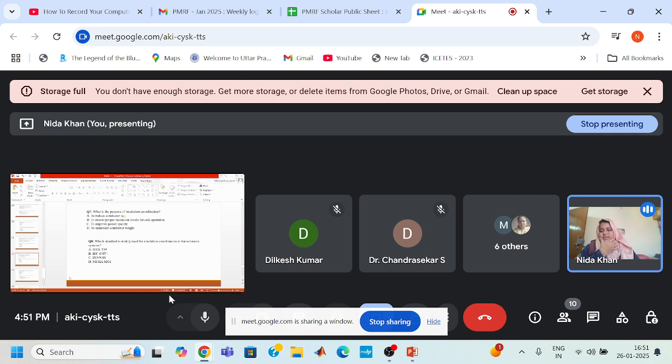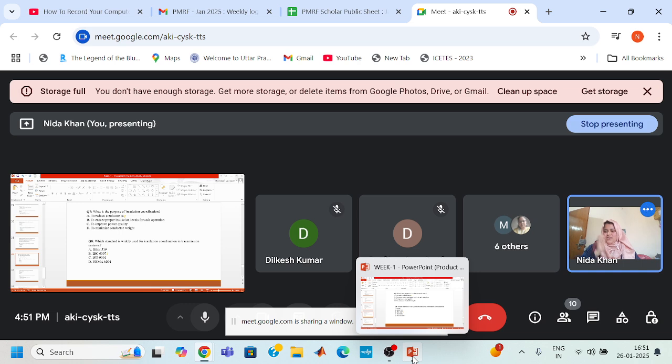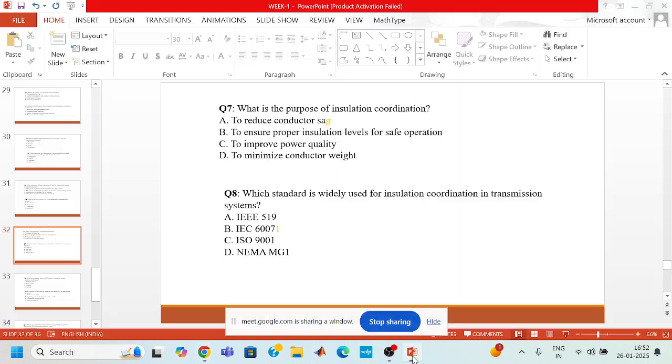Now the eighth question is, which standard is widely used for insulation coordination in transmission systems?